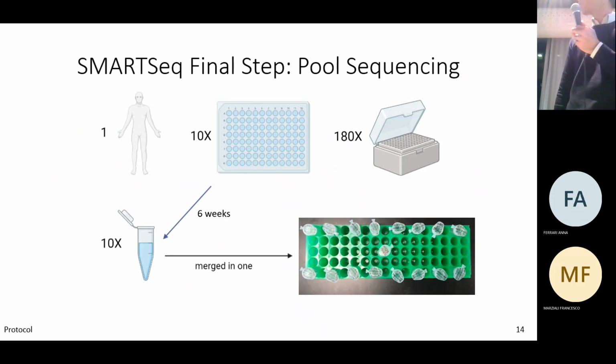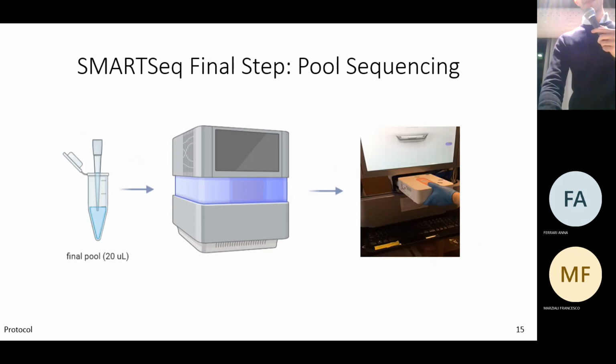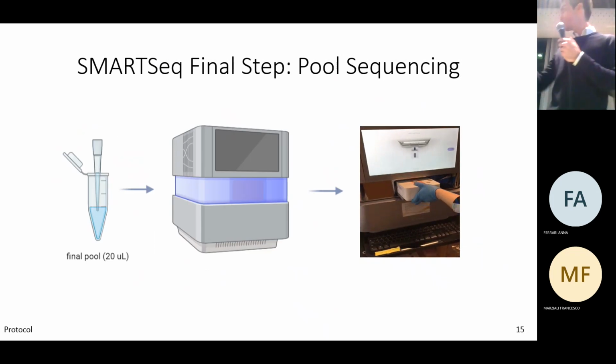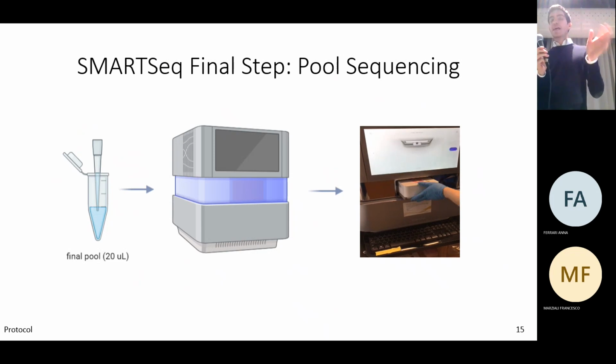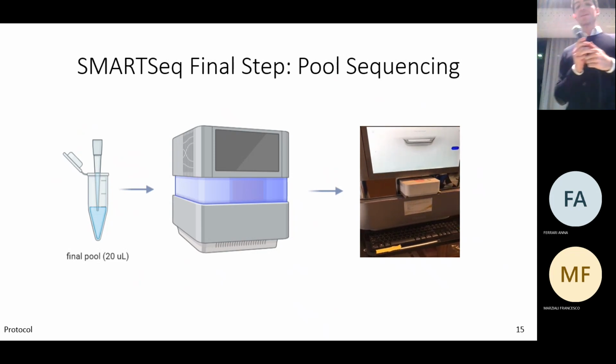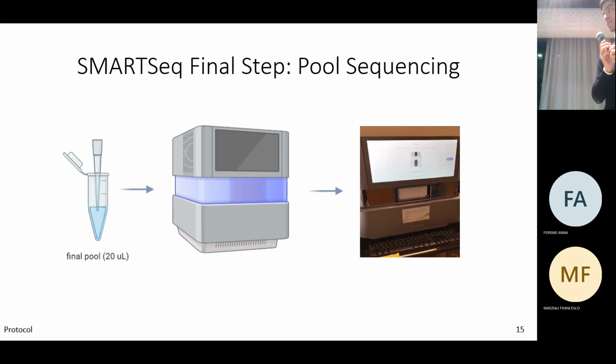You make some final pooling, and then you do a quality control. And after that, after 6 weeks, analyzing one single patient, 10 96-well plates, using 180 boxes of tips, not just single tips, you merge everything into a single Eppendorf, not the whole rack, just the little guy, 20 microliters for 6 weeks. Exciting. So after that, this is the sequencer, you put it in. I didn't get to see the final result.